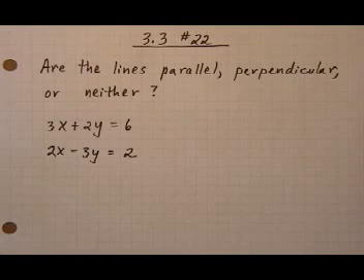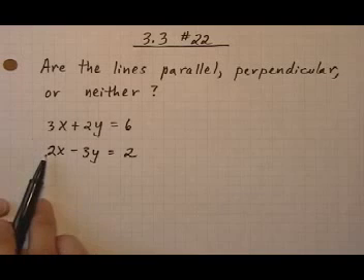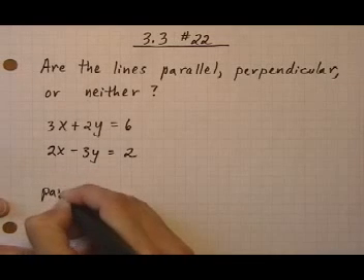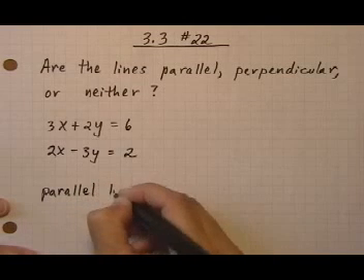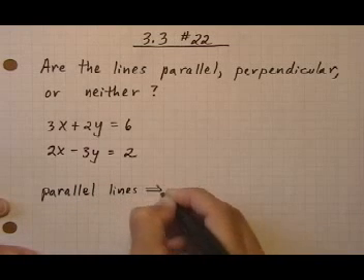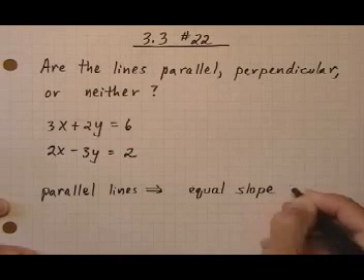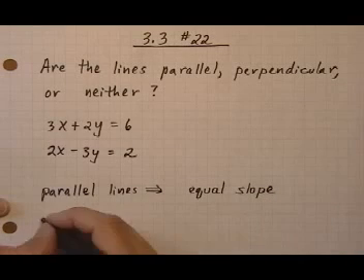3.3, number 22. Are the lines parallel, perpendicular, or neither? So we're given two lines here, straight line equations. And there's a couple things to remember. First of all, parallel lines have equal slope. There will be identical slopes if they're parallel.